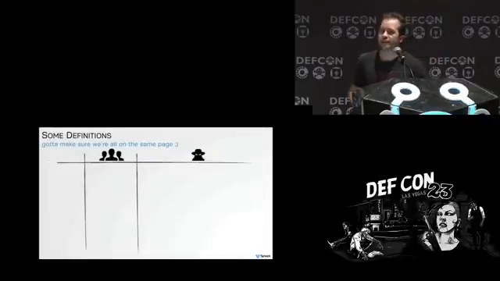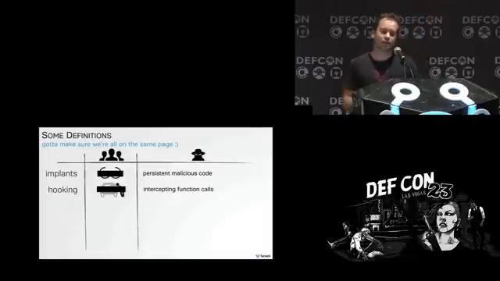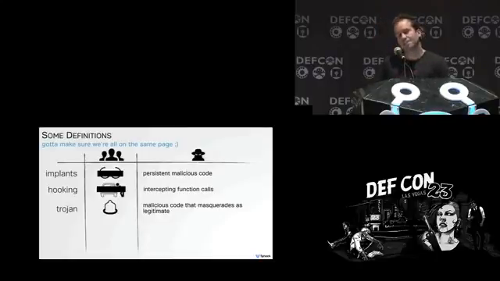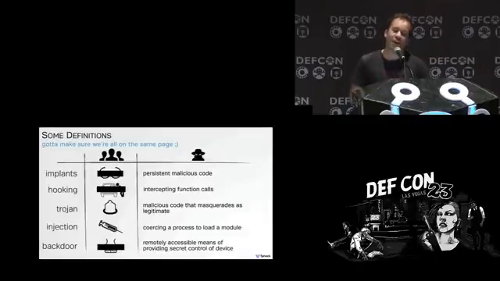Before diving in, since we're in Vegas, I think it's good to define any possibly ambiguous terms. In the context of this presentation, when I'm talking about implants, I'm talking about malicious persistent code. Hooking means intercepting function calls, installing a hook or a detour. A Trojan is a malicious program, something that is malicious but pretends to be benign. Injection is all about getting code into a remote process. And finally, a backdoor in the context of this presentation is code that provides undetected remote control of a computer.